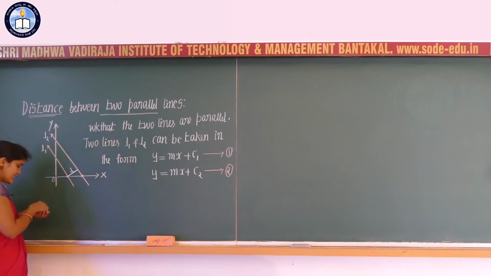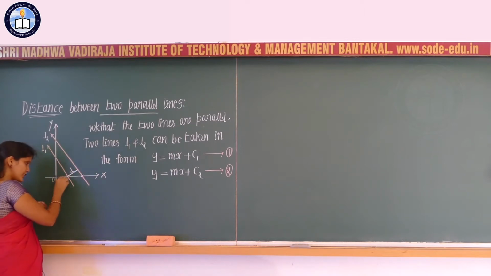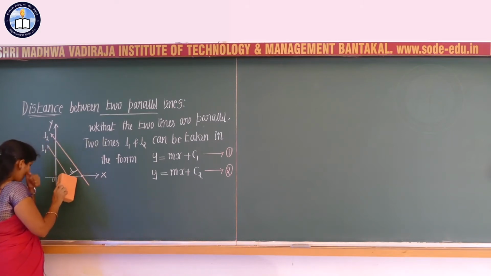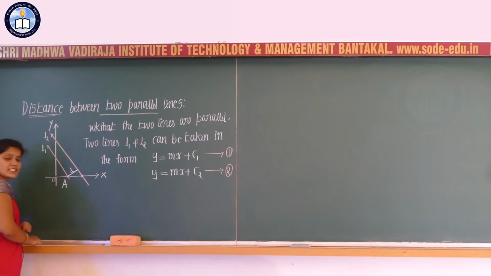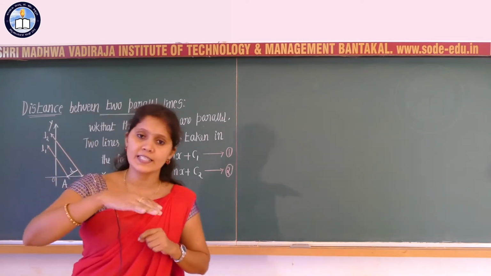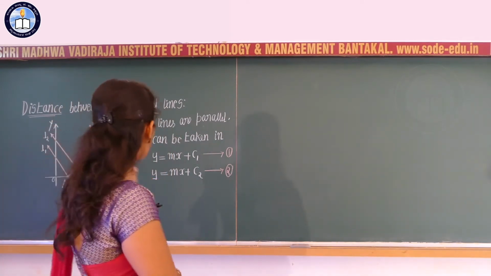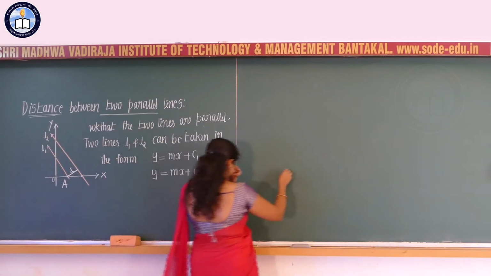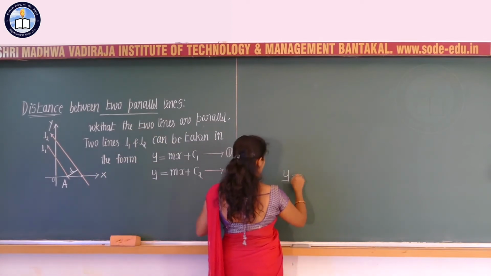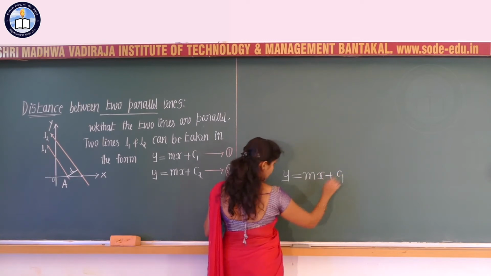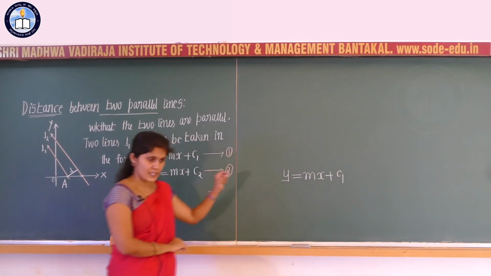So let us consider the coordinates of this point, and I am going to call it the point A. What are the coordinates of the point A? A is the point which lies on the x-axis, and A is nothing but the point of intersection of the x-axis and the line L1. So what is the equation of line L1? Line L1 has the equation y is equal to m into x plus c1.